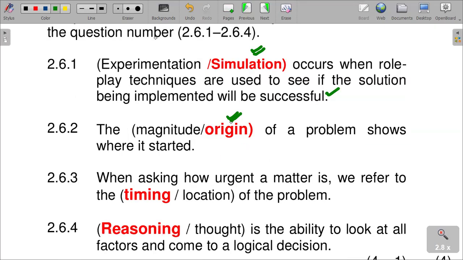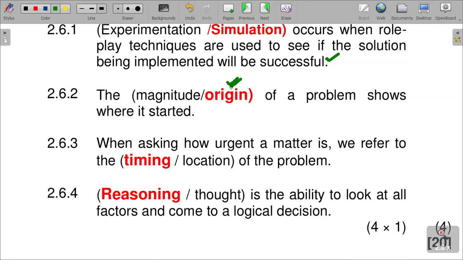Next question. When asking how urgent a matter is, we refer to the timing of the problem. How urgent is the problem? How urgent is the matter? We refer to timing of the problem.